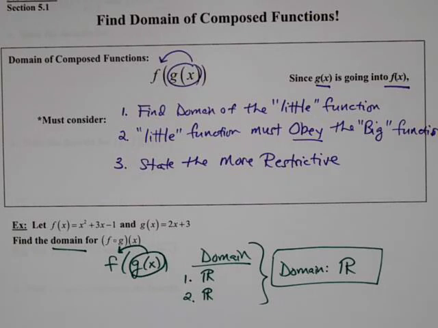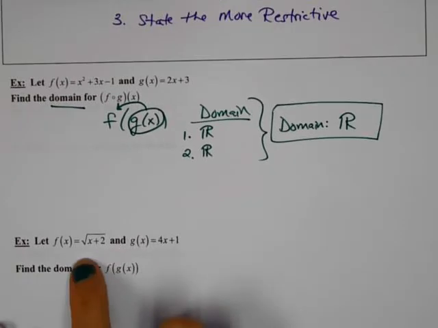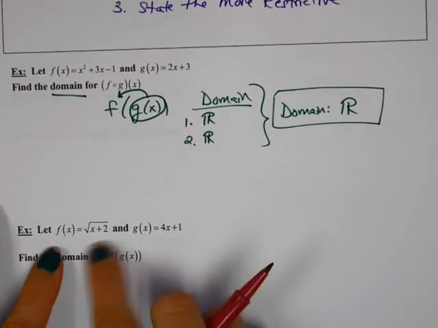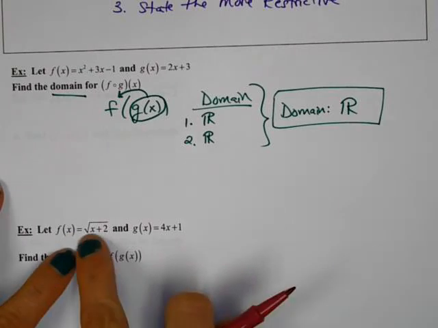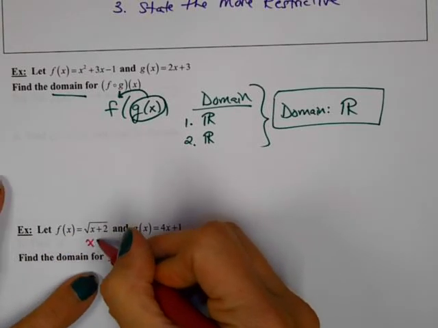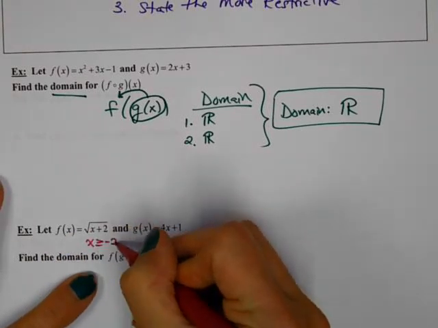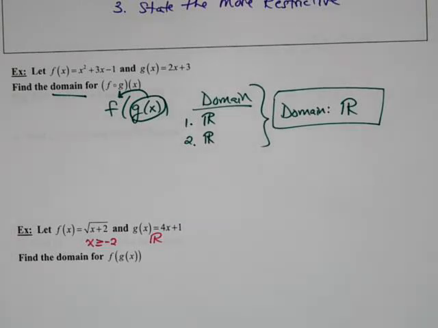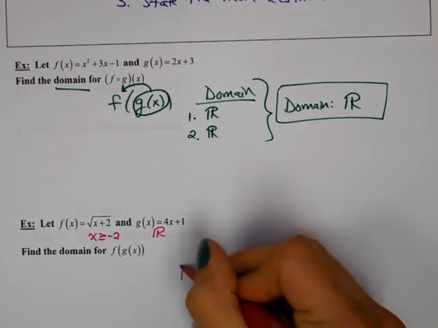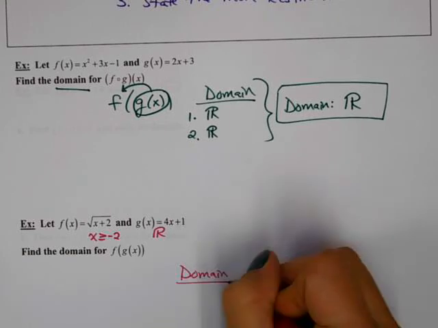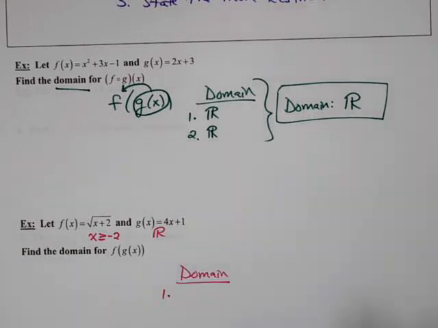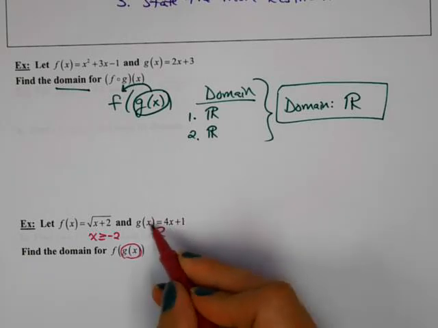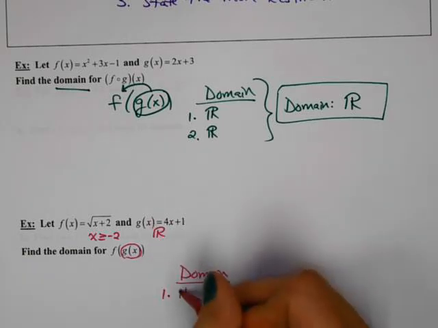Okay, so take a look at this one. I see f and he has some restrictions. So now we're going to get to some good stuff. Let's go ahead and write down the domain underneath these guys. So for f, x's would have to be greater than or equal to -2. But g, there's no restrictions there, will allow all reals. Okay, so let's follow the process. To find the domain, what's step one? You state the domain of the little guy. So what's the domain for g? It's right there, all reals.